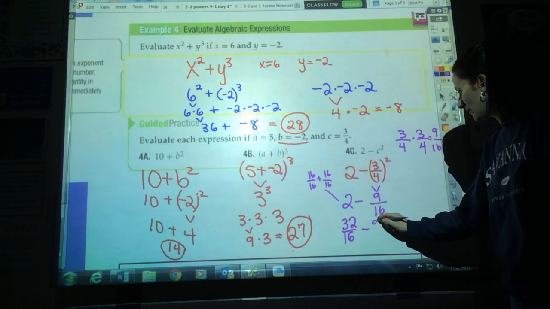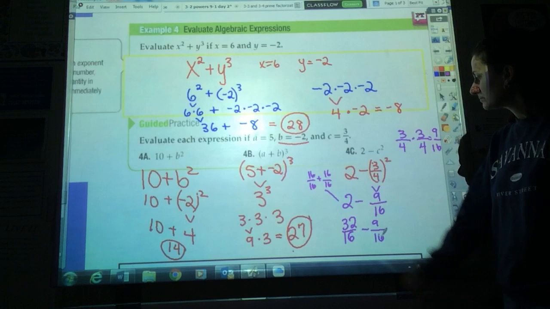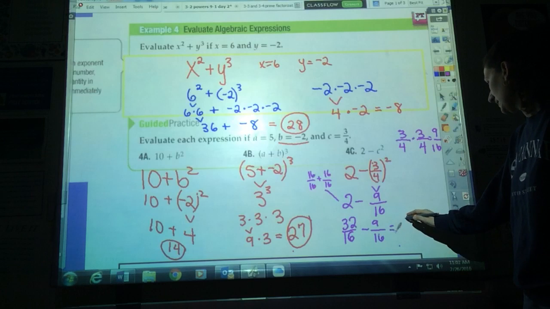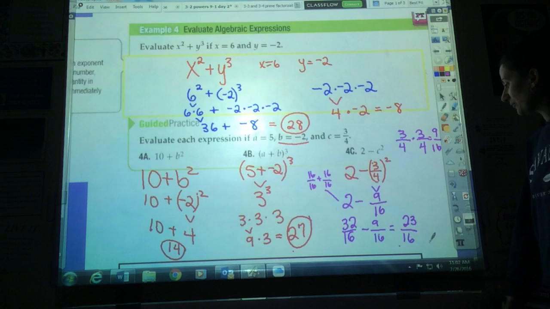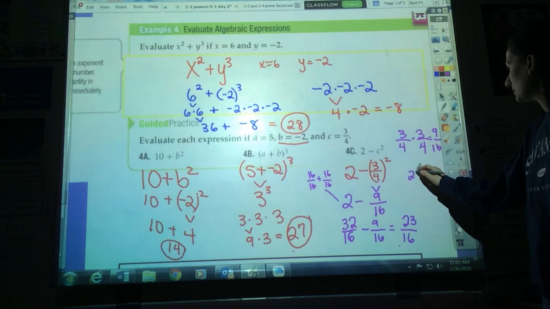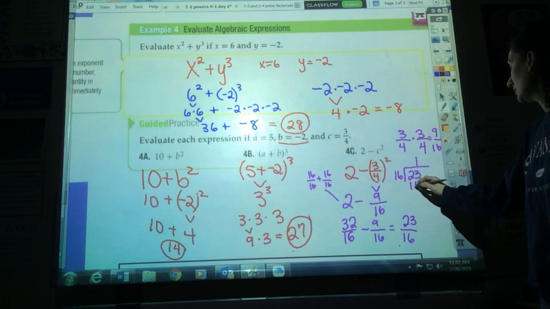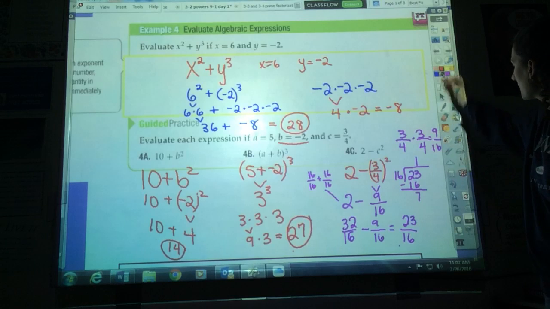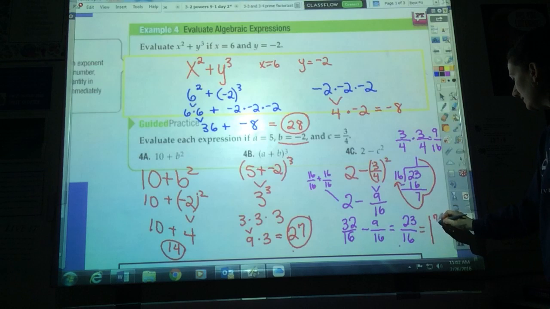Now I can minus the 9 16ths. Once I change that to an improper fraction, I can now subtract. So 32 minus 9, and that will give me 23 16ths. And that's an improper fraction, so I do a little division and turn it back into a mixed number. 16 goes into 23 one time with a remainder of 7. And there's my mixed number, look. 1 and 7 16ths. There's my final answer.